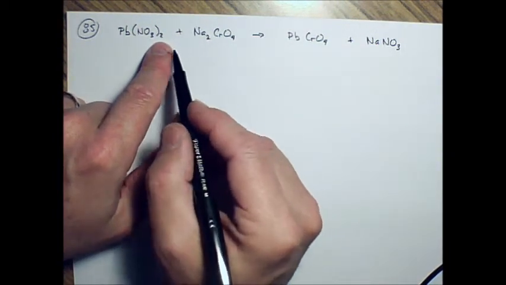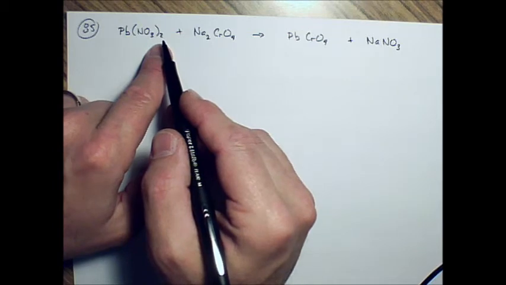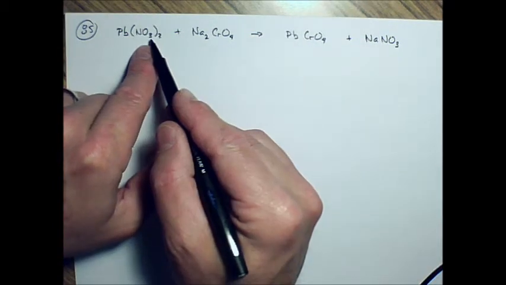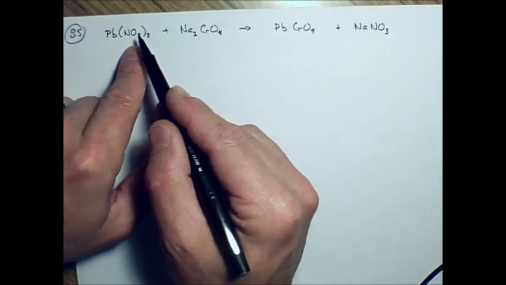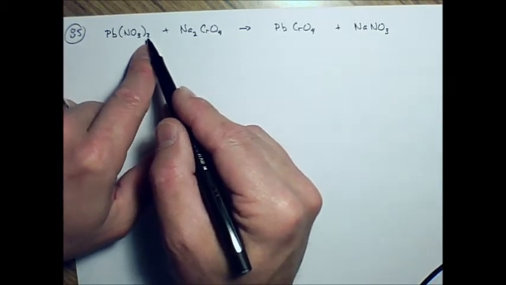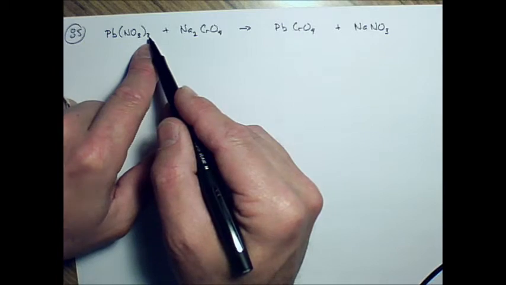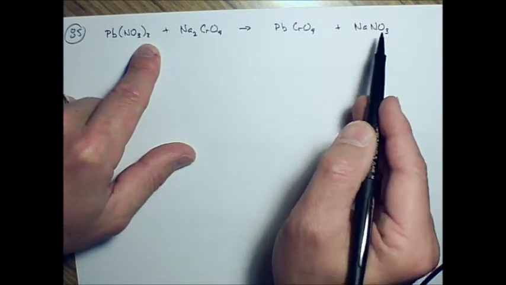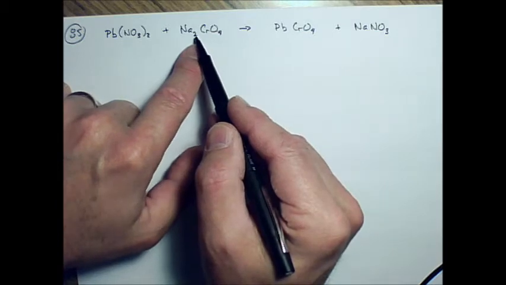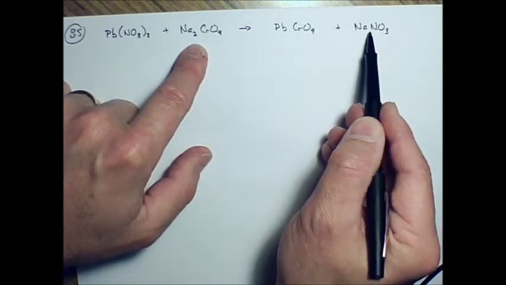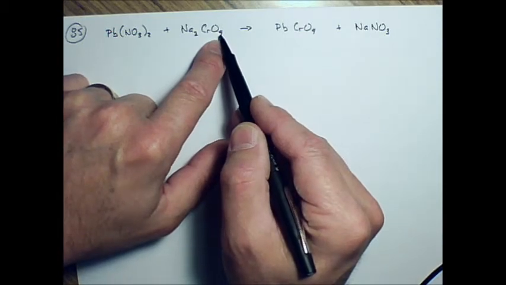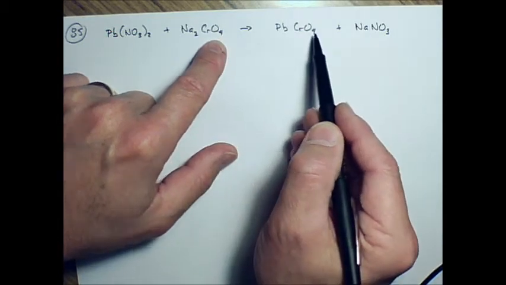Notice, please, that the subscripts only travel when they're actually part of a polyatomic ion. This 2 here is not part of a polyatomic ion, so I didn't put it over here. This subscript is not part of a polyatomic ion. I didn't put it over here. This subscript is part of the polyatomic ion, so I did move it over here.